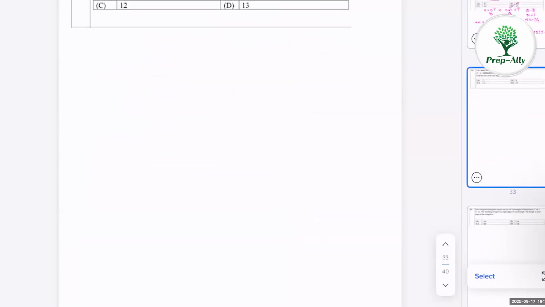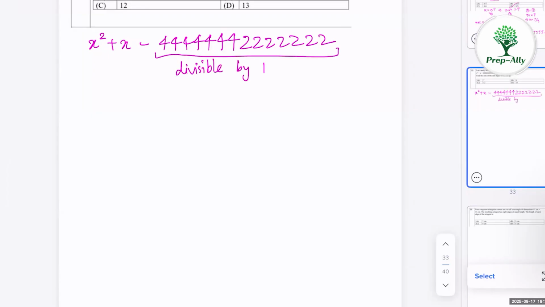So let's look at question number 22. Alpha and beta are the roots of the equation x square plus x minus 4, 7 times 4, 7 times 2. So if you look at this right away, you notice that this is divisible by the number that has 7 ones.